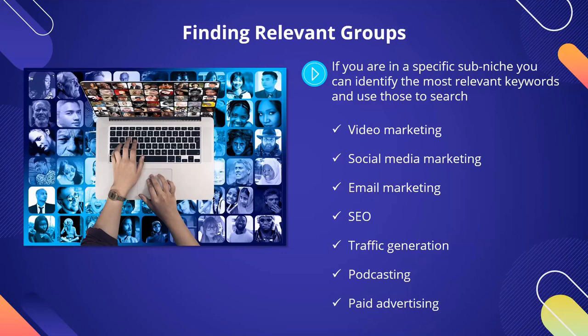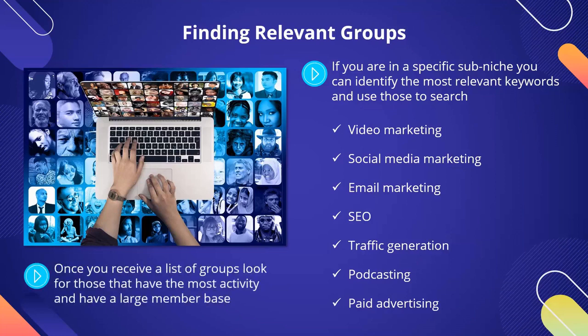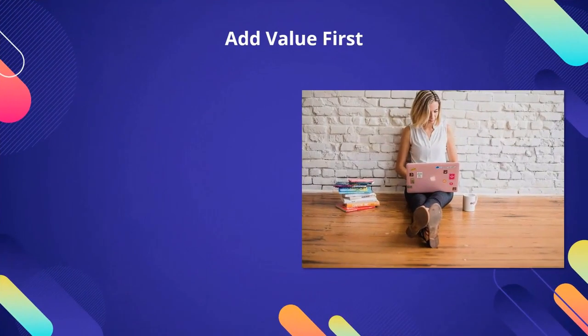Using the right keywords is important here. There are a number of ways that you can create a list of keywords relevant to your niche. Using the free Google Keyword Planner is one of the easiest ways to do this. Once you receive a list of groups, look for those that have the most activity and have a large member base. If a group is closed, and a lot of them are, then you will not be able to see this. In this case, you will need to request to join the group, and once accepted, you can then see the activity levels.